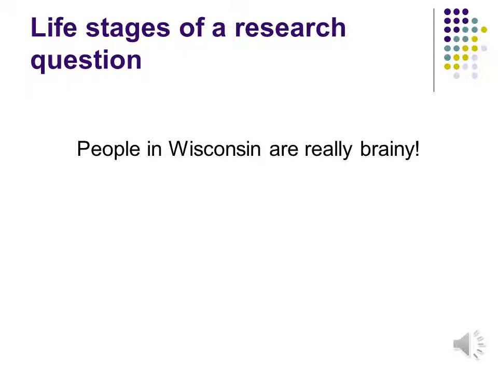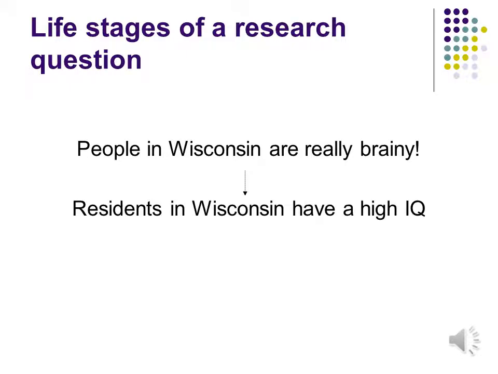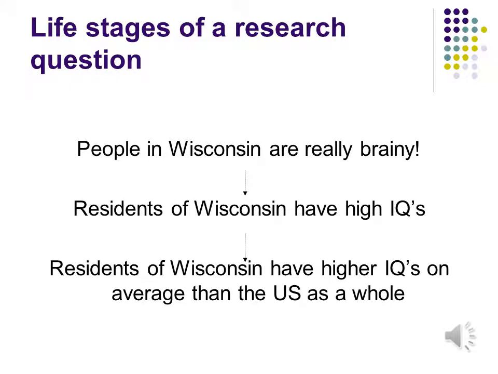Now I want to talk about hypothesis testing, but I want to start with the life stages of a research question that we're then going to sort of walk through to illustrate the hypothesis testing. So we might want to know, for example, or we might want to test the hypothesis that people in Wisconsin are really brainy. However, that's a little bit subjective, not very clear, not very precise, so it's a little hard to measure. So we might want to refine that a little bit. We could say residents in Wisconsin have a high IQ. Again, high IQ is a little subjective, so we might want to determine how we're going to define that. Here's a more specific question or issue. Residents of Wisconsin have higher IQs on average than the U.S. as a whole. So that's the hypothesis that we're going to be testing.